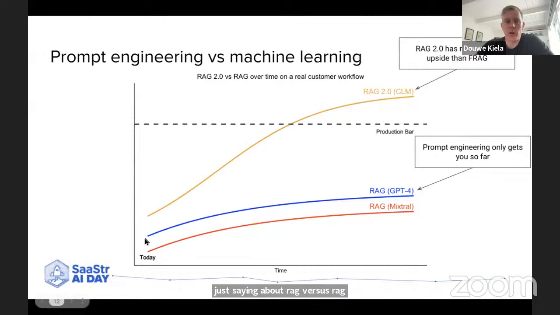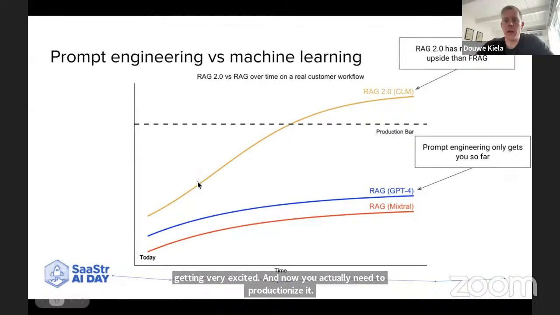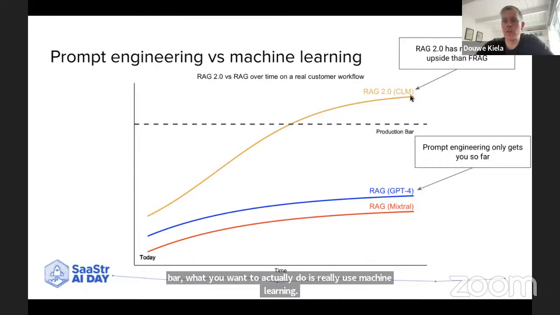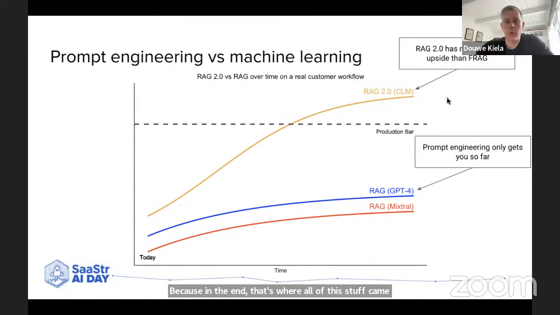Maybe a different angle of looking at what I was just saying about RAG versus RAG 2.0 is that there are very clear limits to prompt engineering. Prompt engineering is great because it allows you to iterate very quickly. As I said, it allows you to build great demos very quickly. But now you've shown the demo to your CEO, and the CEO is getting very excited, and now you actually need to productionize it, and that is a very different story. For productionizing things, getting past this production bar, what you want to actually do is use machine learning, because in the end, that's where all of this stuff came from, and really optimize the system so that you can get the highest performance out of it and make it past the production bar.